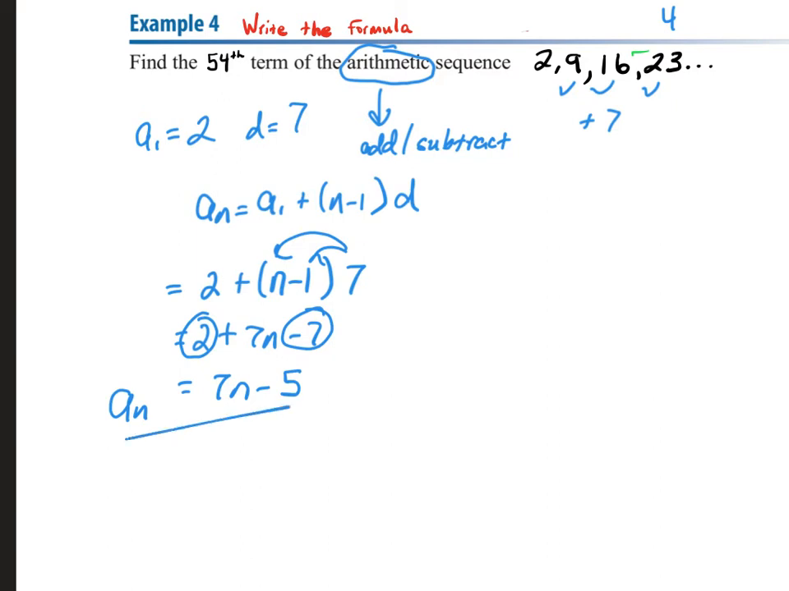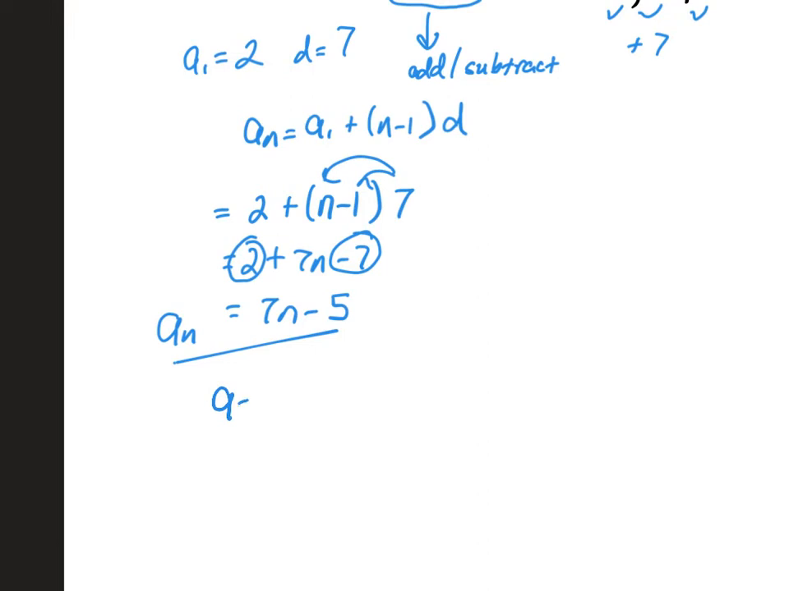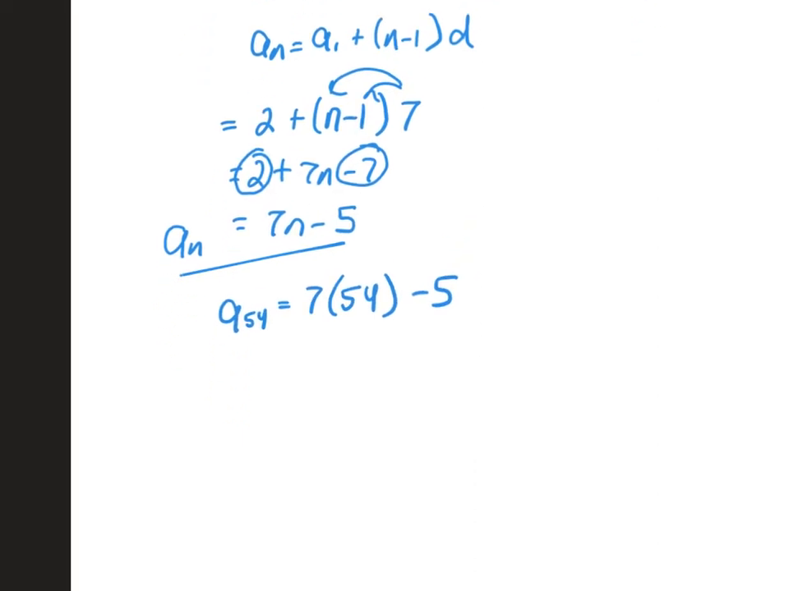So now the question that was asked was, what is the 54th term? So that means you would say 7 times 54 minus 5. What's 7 times 54?